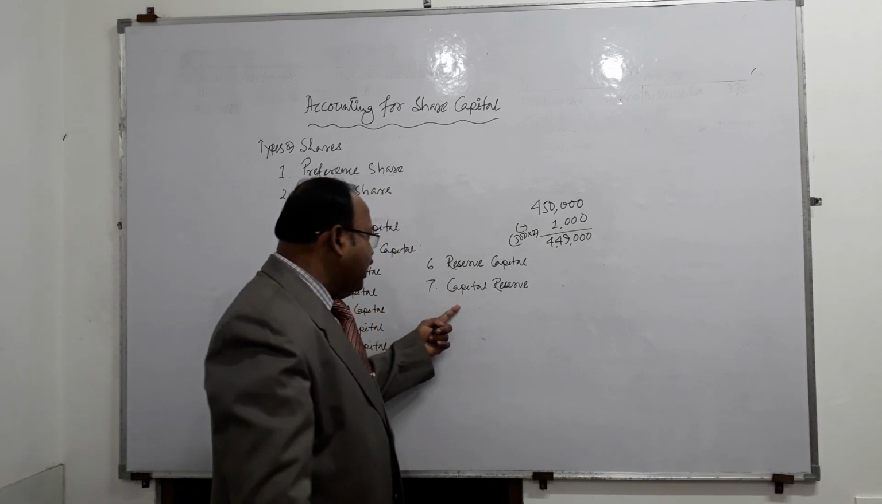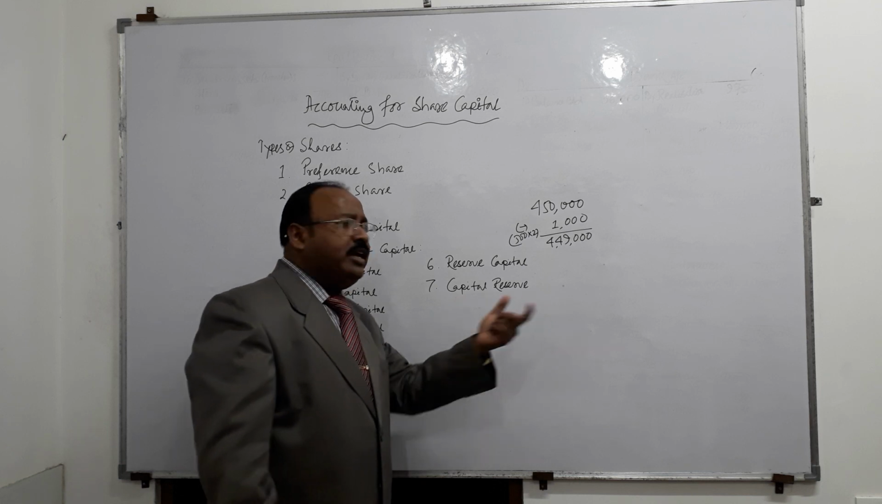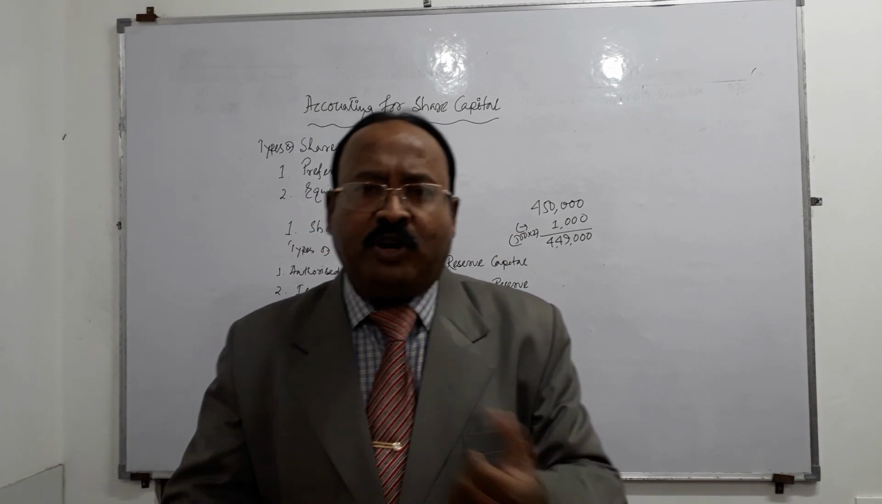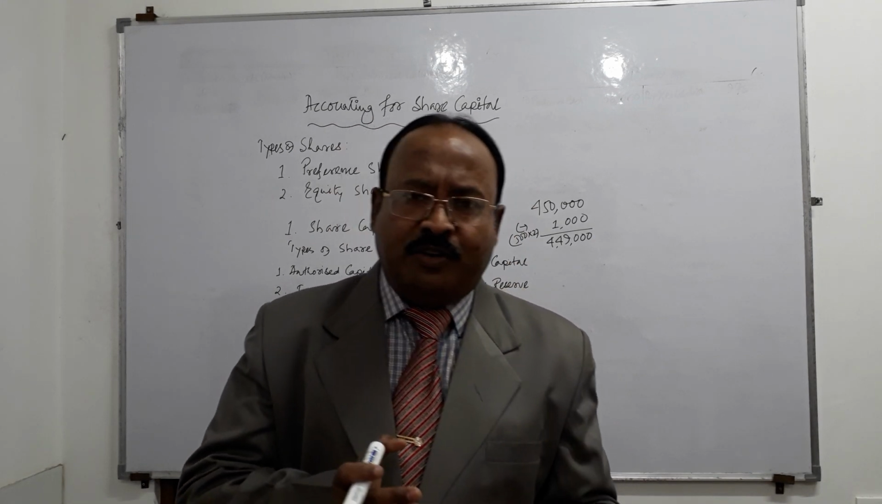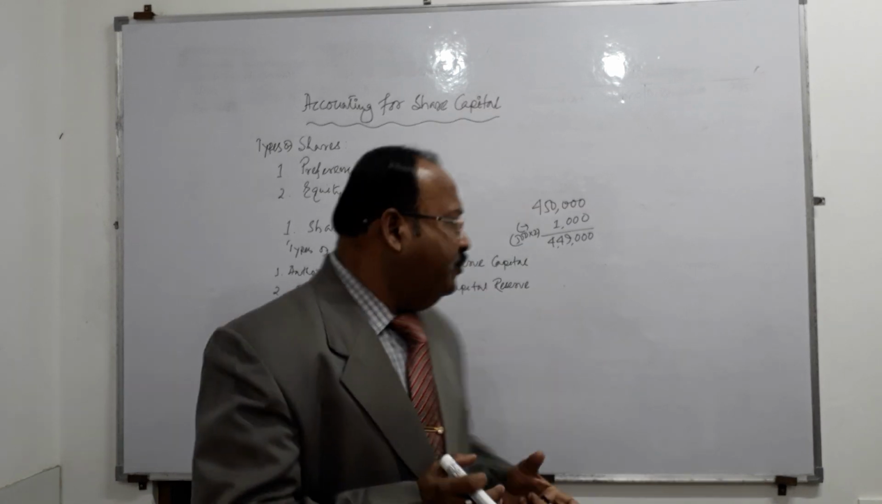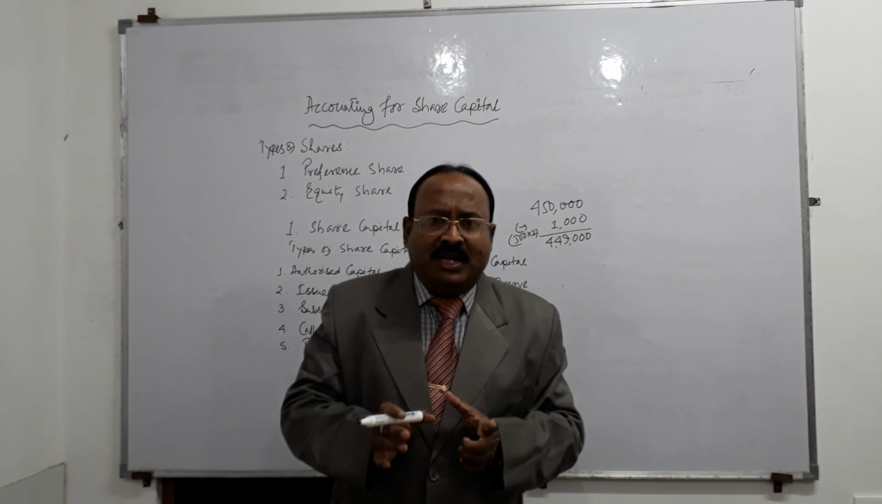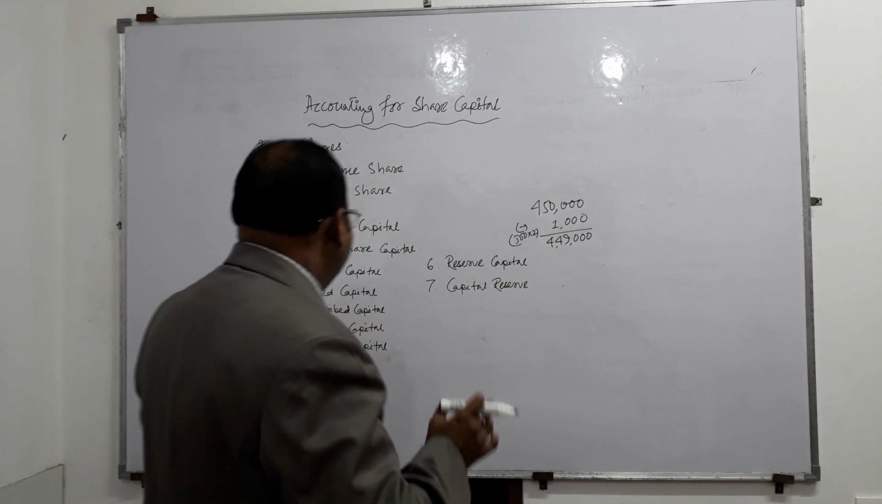And now the last one, the capital reserve. The capital reserve is associated with the capital profit of the company. Profit on forfeiture of shares, profit on sale of assets, and profit on sale of investments are considered as capital reserve.